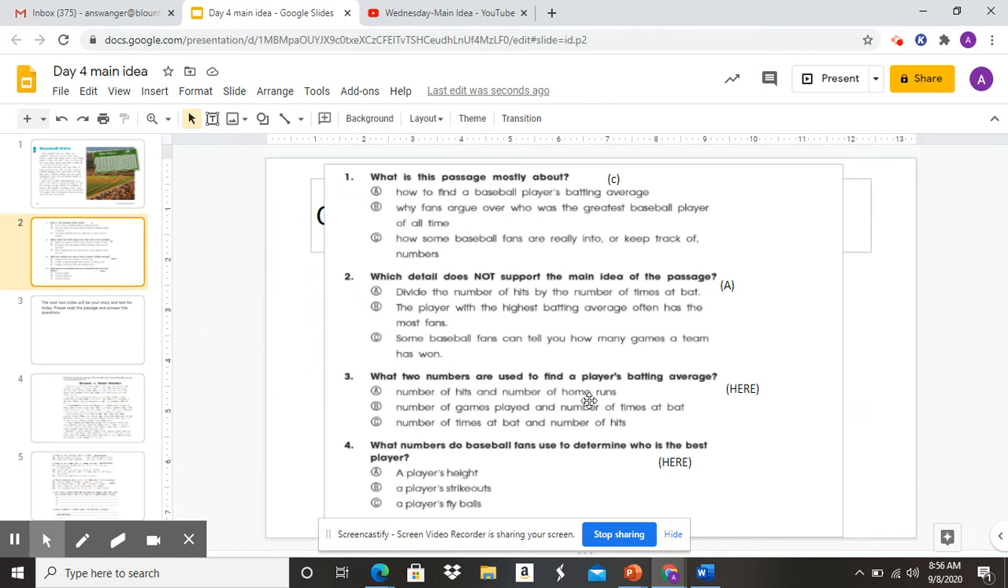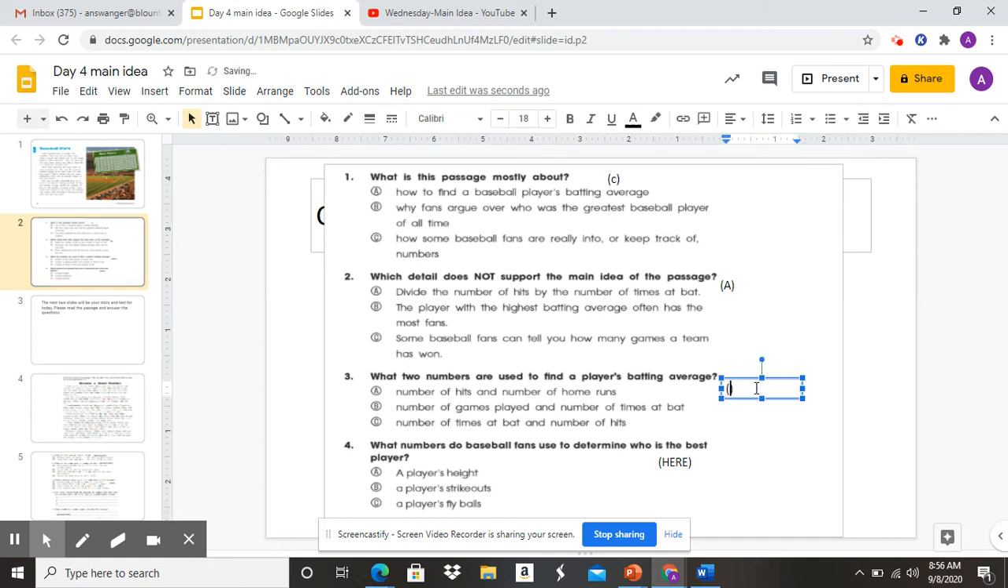Number of hits by number of home runs, no. Number of games played and number of hits, no. Or number of times at bat and number of hits. There it is. It's C, okay? So all I had to do was go back and look at my passage because I had forgotten.